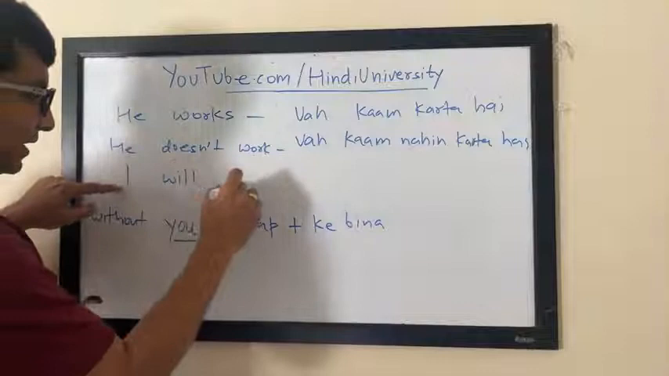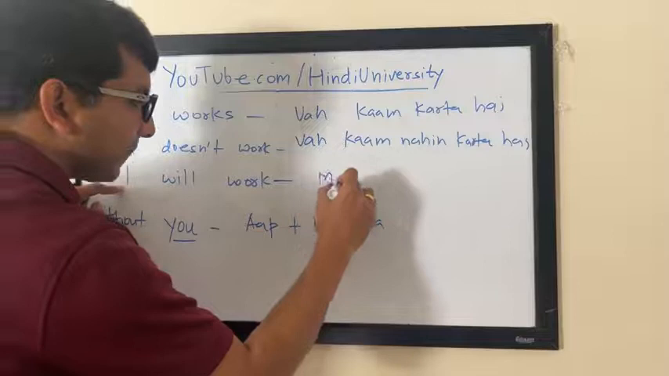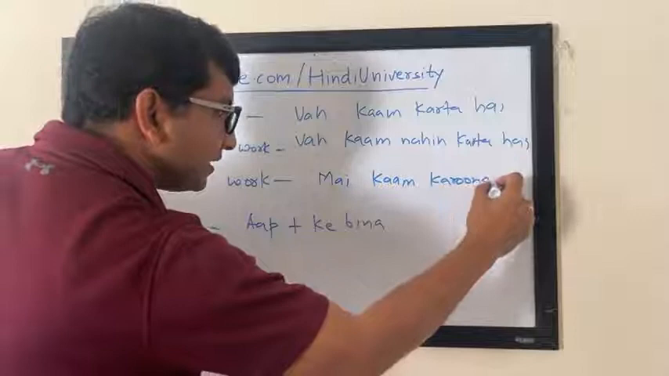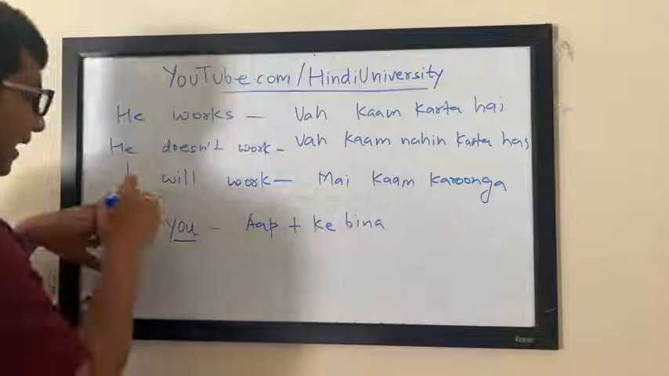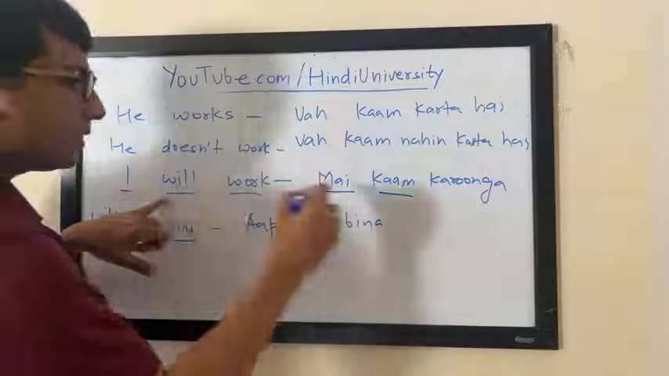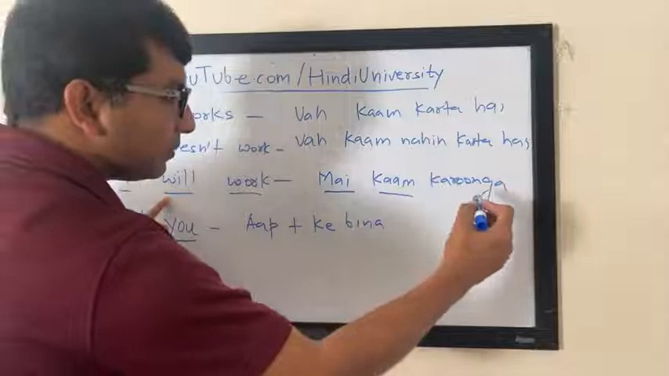What does it mean in Hindi? I will work. Main kaam karunga. Very good. By the way, this one is definitely an intermediate advance because the expectation is you already know some tenses, some verbs. So, I is main, work is kaam, and to work is kaam karna as a verb, and you conjugated it accordingly for future: karunga, main kaam karunga.